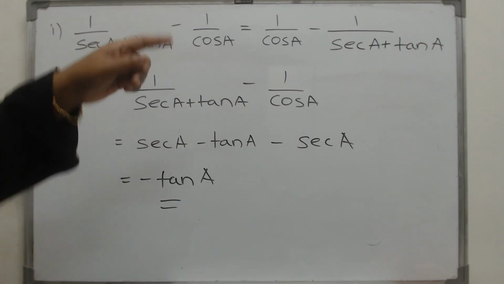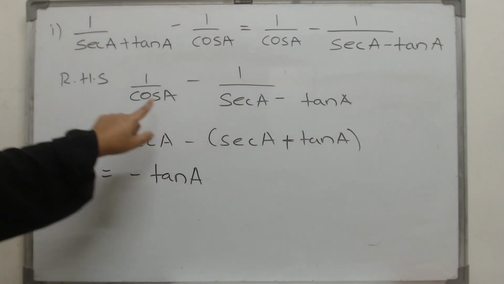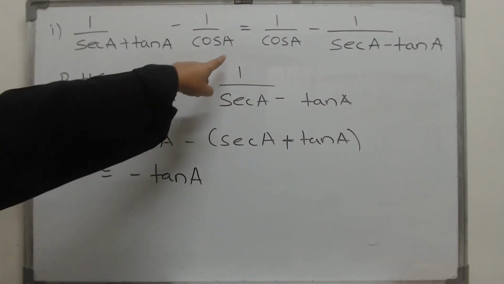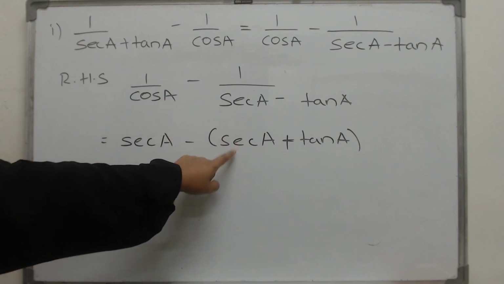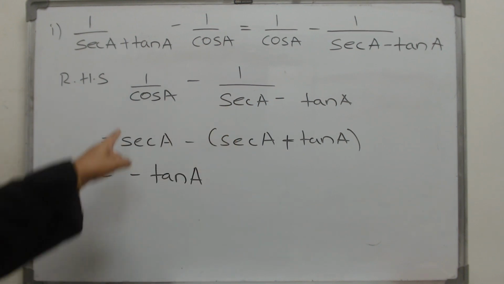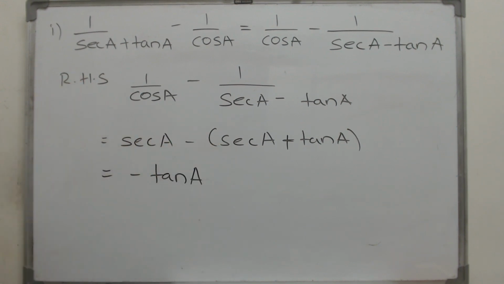Now what about your RHS? What do you see? What is the reciprocal of cos A? It is sec A. And here 1 by sec A minus tan A is what? It is sec A plus tan A. Now these two get cancelled and this is your RHS. So we have proved that our LHS and RHS are same.